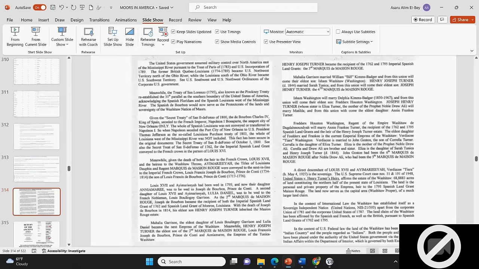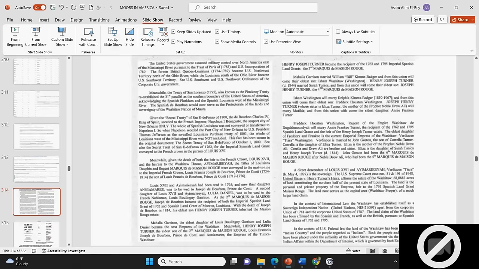Frederick Henry Washington, regent of the Empire of Washington, D.C., will marry Annie Frankie Turner, the recipient of the 1762 and 1795 Spanish land grants, and the heirs of the Henry Joseph Turner estate. The eldest daughter of Frederick and Frankie is the current imperial empress of the Washoe, Bertiasi Tierra Washington Gaston El-Bey.